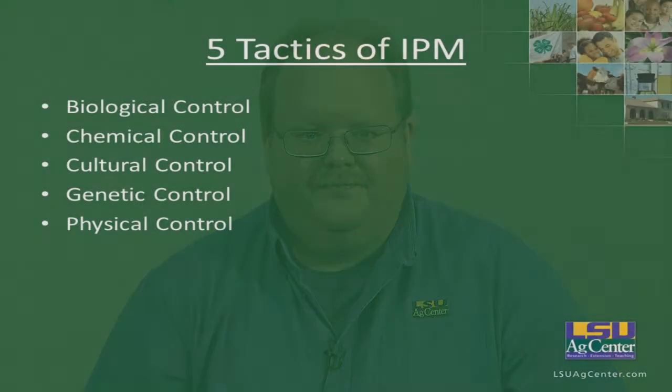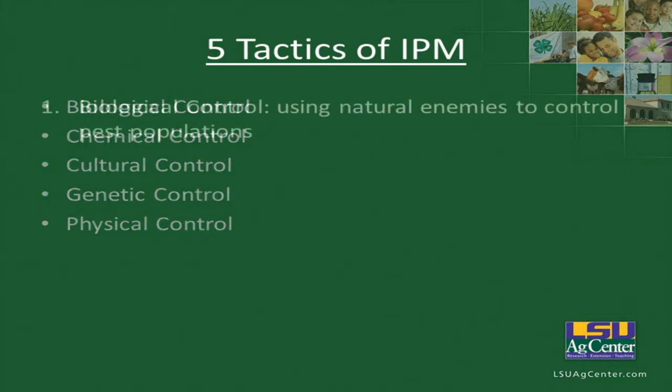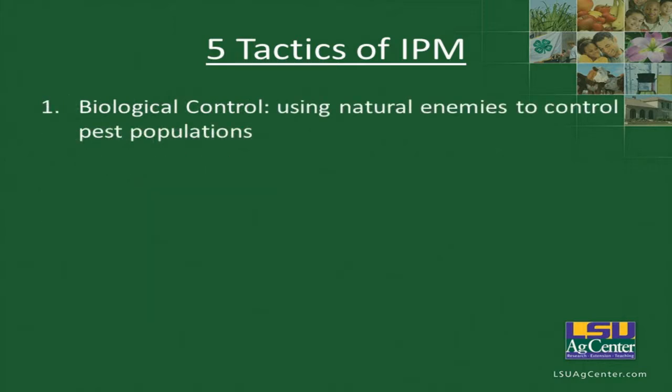for years to come. The 5 tactics of integrated pest management are biological control, chemical control, cultural control, genetic control, and physical control, and we're going to go through each of those and define those. First one, biological control. This is using natural enemies. As we covered in part 1, what a natural enemy is. We're going to use our natural enemies to control our pest populations.